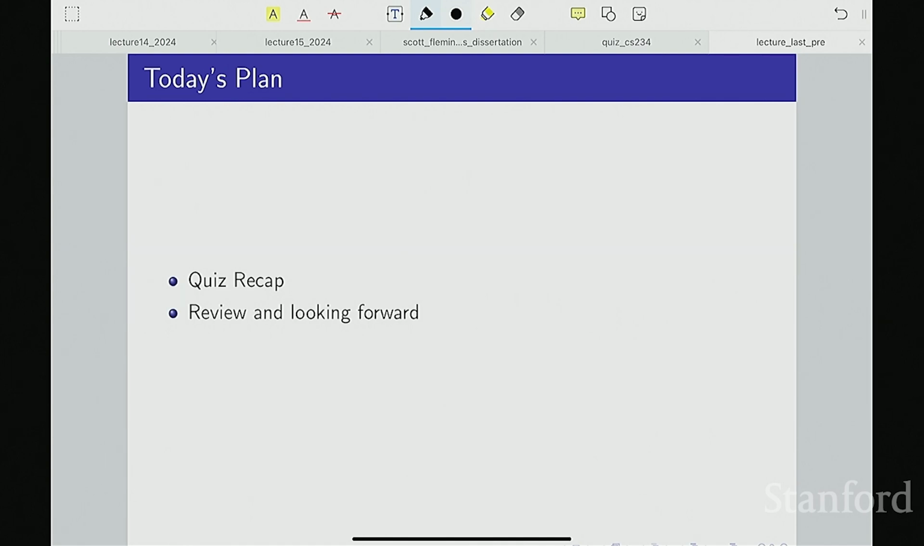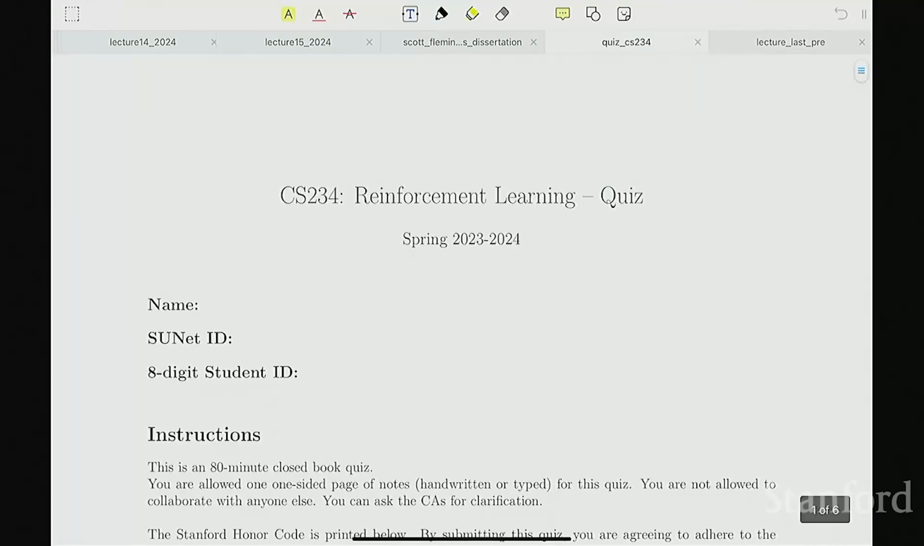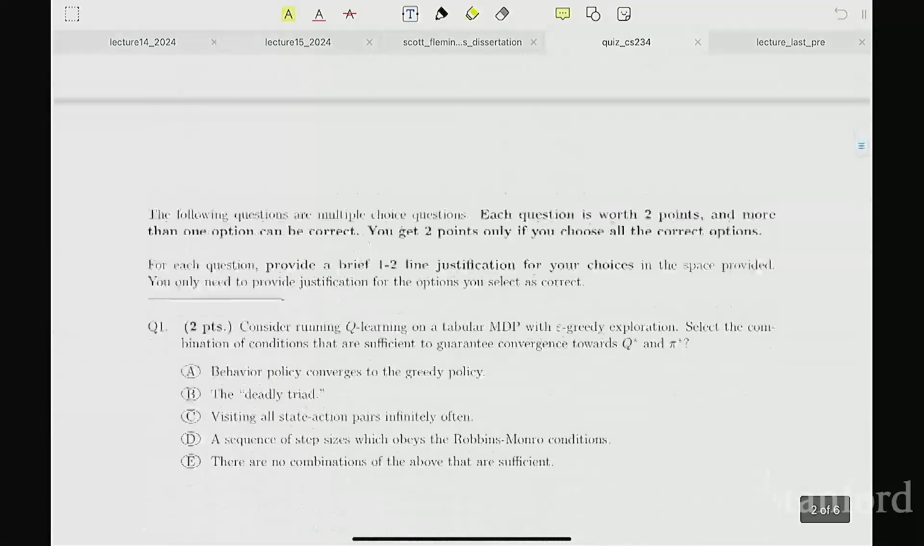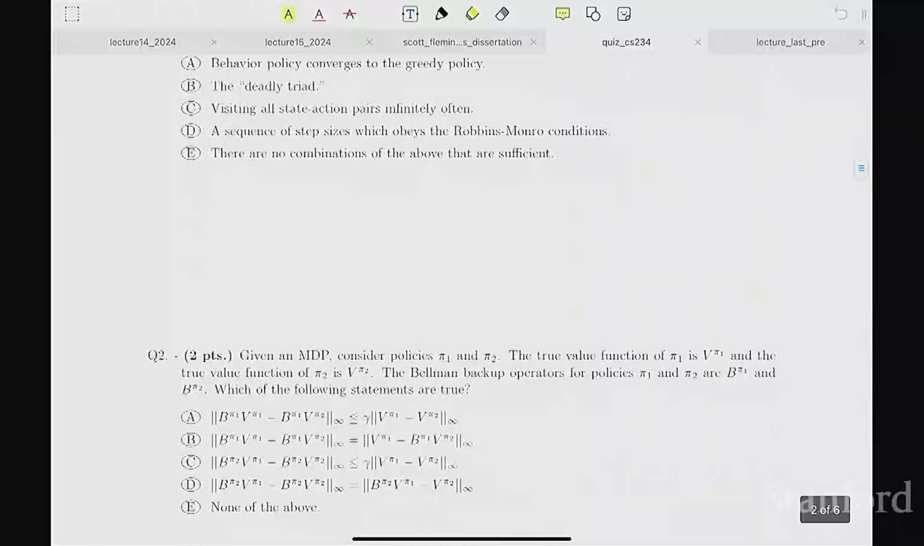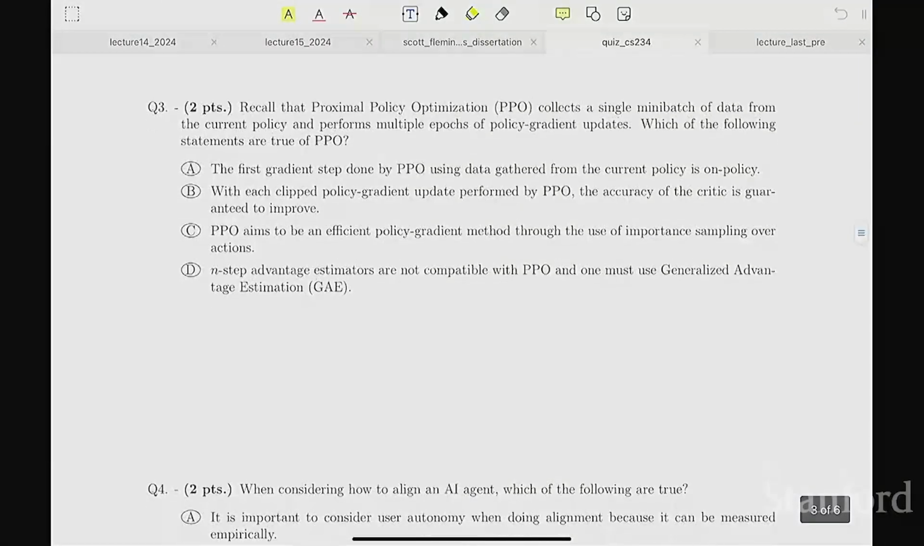We'll have the quiz back to you within about a day. We're just going to step through some of it because I think it's a nice summary of some of the different aspects. So we go to the quiz. I'm going to start on question 3.